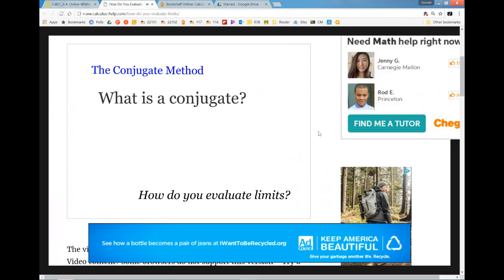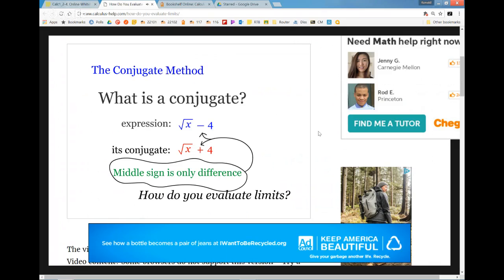Take a look at this expression, the square root of x minus 4. Now, this is a plain old two-term expression. However, it is easy to make the conjugate. All you do is change the negative sign in the middle to a positive sign. The conjugate of the square root of x minus 4 is the square root of x plus 4. That's all there is to it.